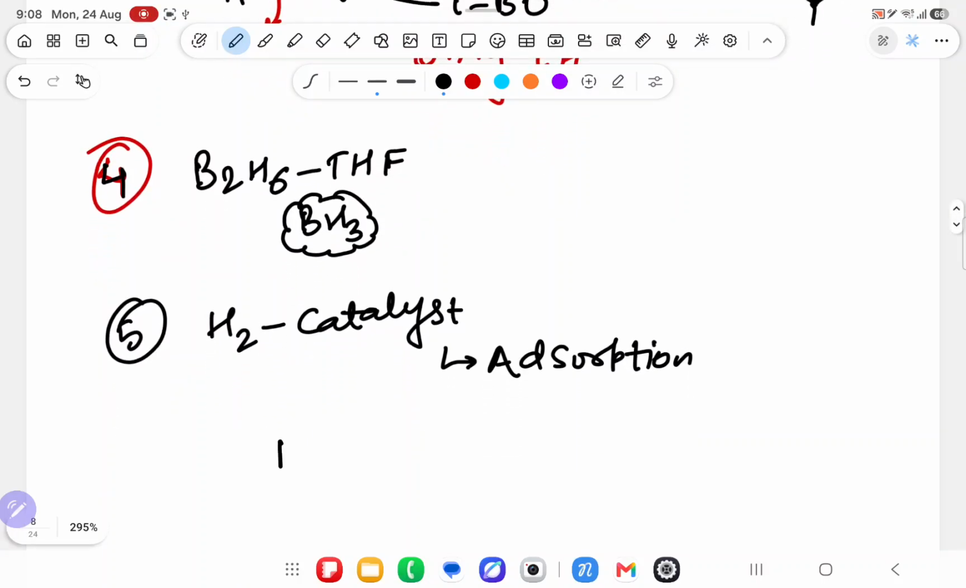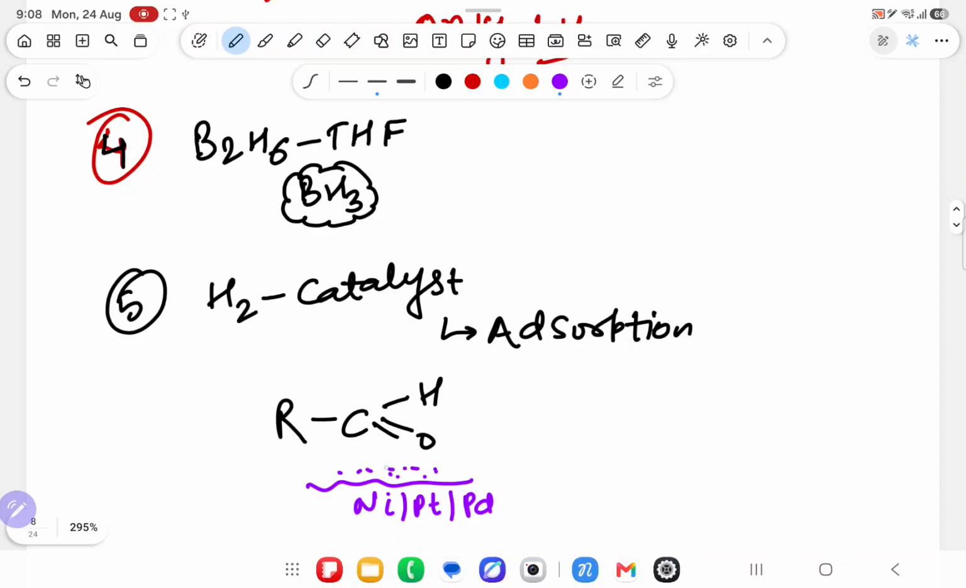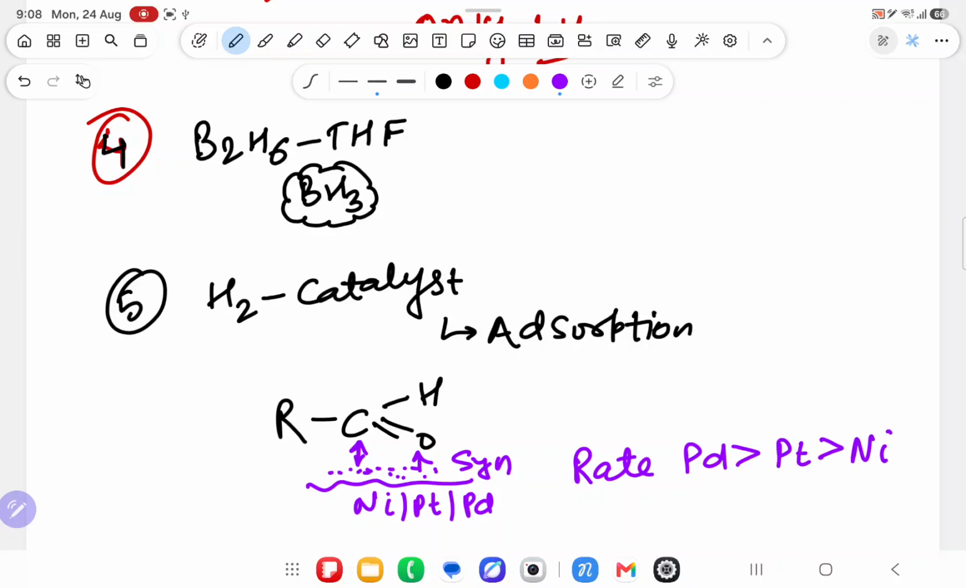Yes sir, what is there? RC double bond O, C double bond O and H is there. What you will do? You will take nickel or platinum or palladium catalyst. Over here hydrogen molecule you will put, this 2 will come and hydrogen will attack over here. Then it will do syn addition, and the rate is more in palladium, then platinum, then nickel. Nickel will do little bit slow.